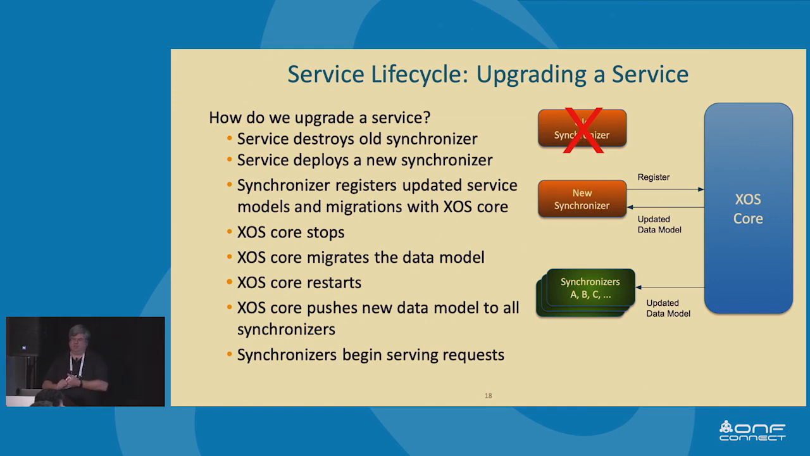So upgrading a service is similar, but what we do is we start by destroying the old synchronizer, and we bring up a new synchronizer in its place. The new synchronizer sends its models and migrations, so it sends its current models as well as migration scripts. If we were at version 4, there will be 0 to 1, 1 to 2, all the way up to 4, plus 4 to 5. So one additional migration script shows up. The XOS core stops, migrates the data model, restarts, pushes it all to the various synchronizers.